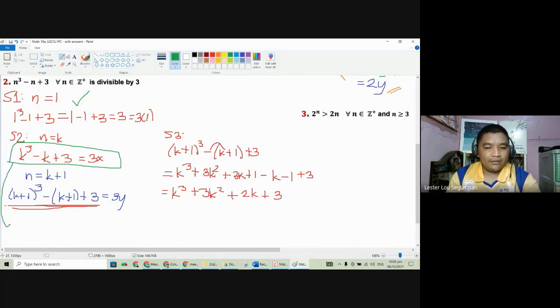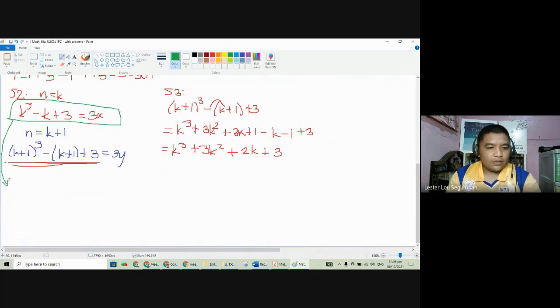So let me bring it down. This expression now, k cubed minus k plus 3, is equal to 3x. We are going to manipulate this in such a way that we solve for k cubed, and whatever the result will be, that's the expression that we are going to substitute here, and see later on as we move further down if we could come up with an expression that is a factor of 3.